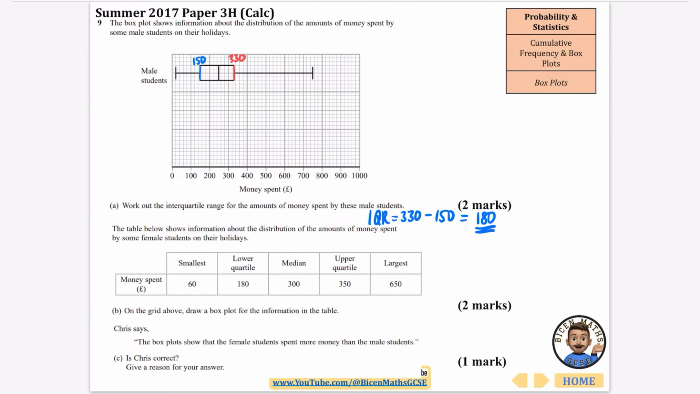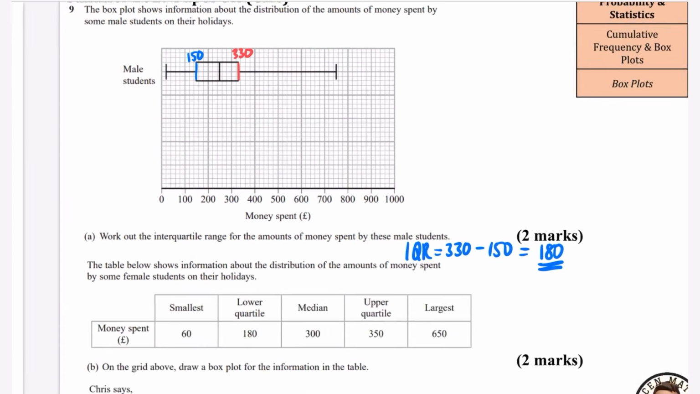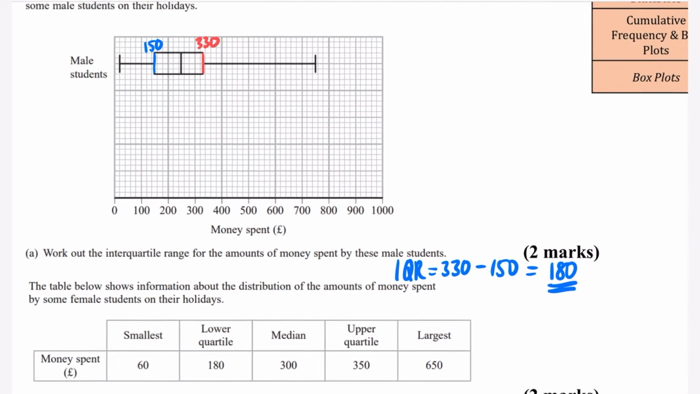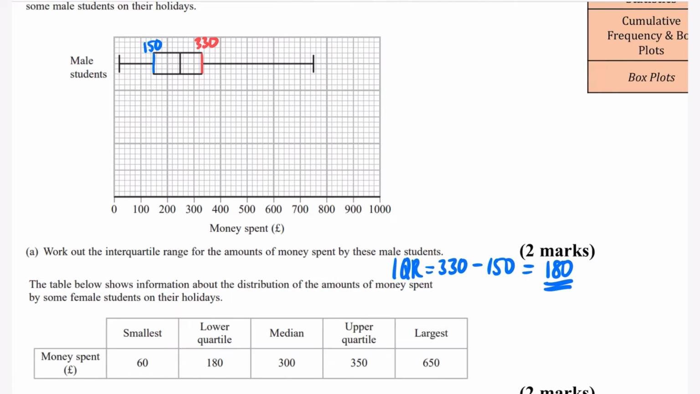The table below shows some information about the distribution of the amounts of money spent by some female students on their holidays. Draw a box plot. So the smallest we want to put at 60. I'm going to do it in a blue colour as well. So the smallest is going to be at 60. So I'm going to say that 60 is 3 squares from the end like this. The lower quartile is 180. So each square is worth 20. So that's going to be 180.